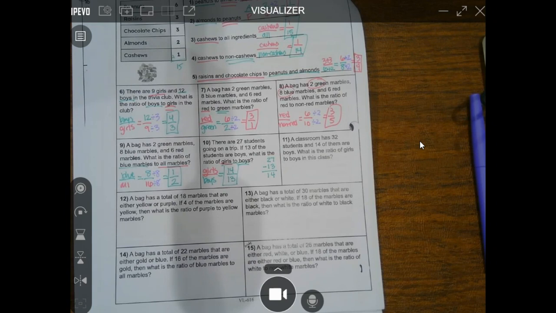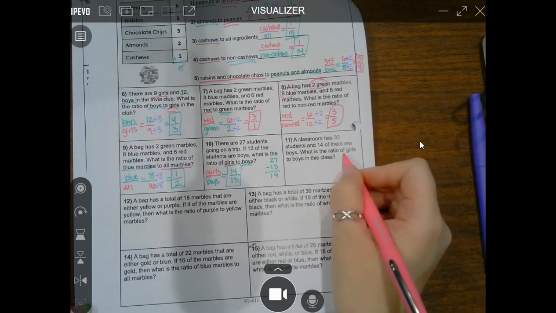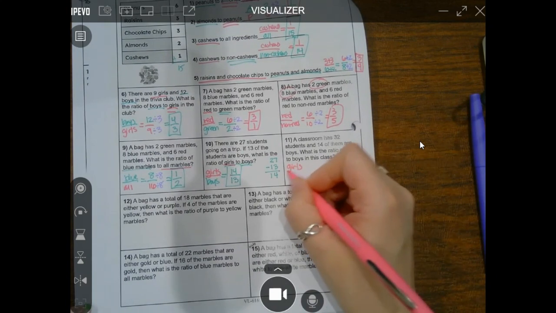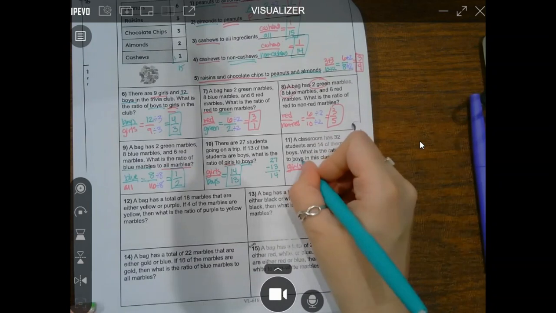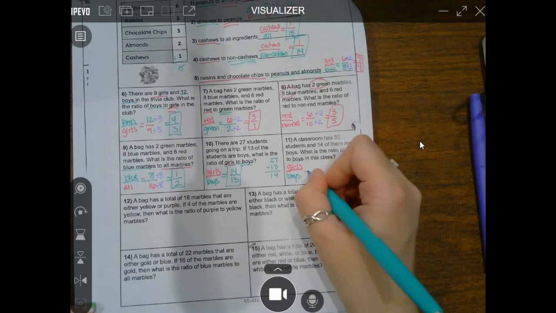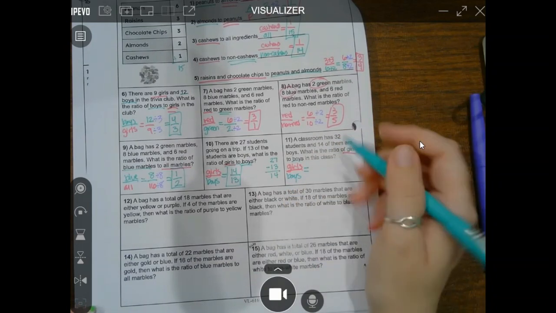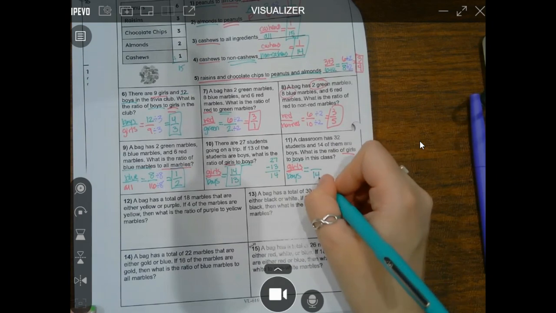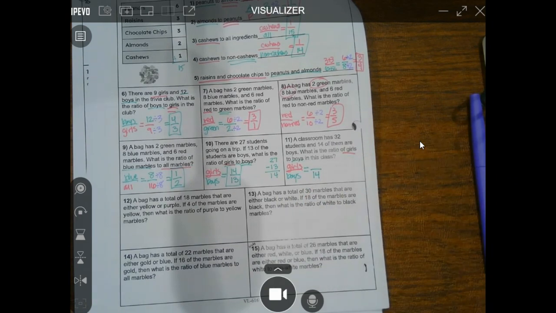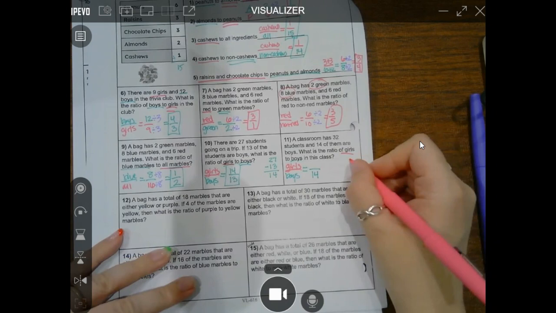So pause it and then come back to us after you did it. Okay, now that you tried it and you're back with us, it said a classroom has 32 students, 14 of them are boys. What is the ratio of, they want girls to boys again? Okay. This time they said 14 are boys. Okay, so 14 is still the boys down below. And then it says the total number of students is 32.